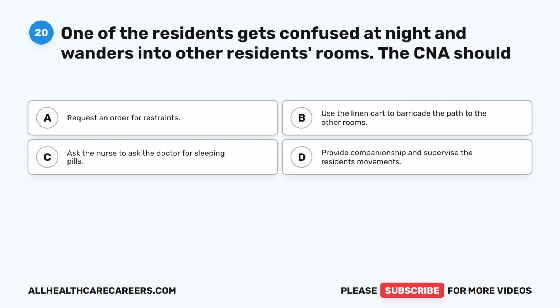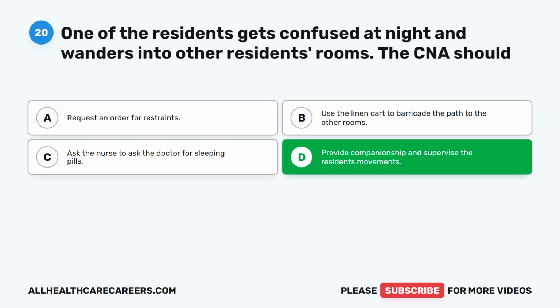Question 20. One of the residents gets confused at night and wanders into other residents' rooms. The CNA should A. Request an order for restraints. B. Use the linen cart to barricade the path to the other rooms. C. Ask the nurse to ask the doctor for sleeping pills. D. Provide companionship and supervise the resident's movements.